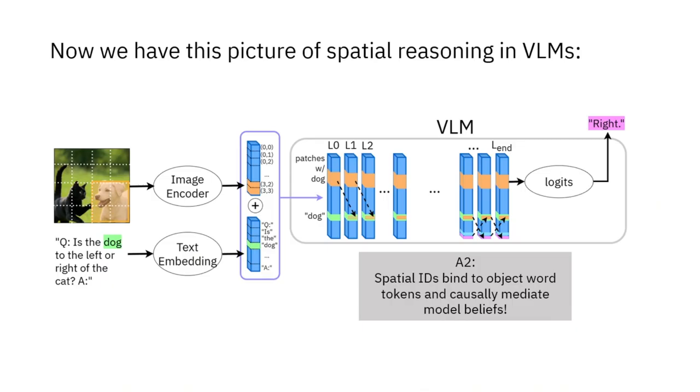So now we see that in VLMs, spatial IDs bind to object word tokens and causally mediate model beliefs. This way, the model is able to perform linguistic reasoning among text tokens only in later layers without using image patches.